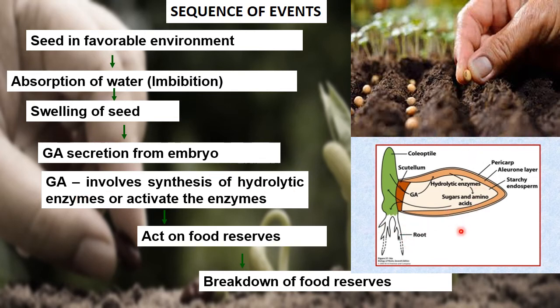Here in this picture, this shows about the overall process. The gibberellic acid is released from the embryo, and this gibberellic acid reaches the aleurone layer where the hydrolytic enzymes are present, and these enzymes get activated due to this gibberellic acid activity, and these enzymes act on food material, and this food material acts as a source for further germination process.